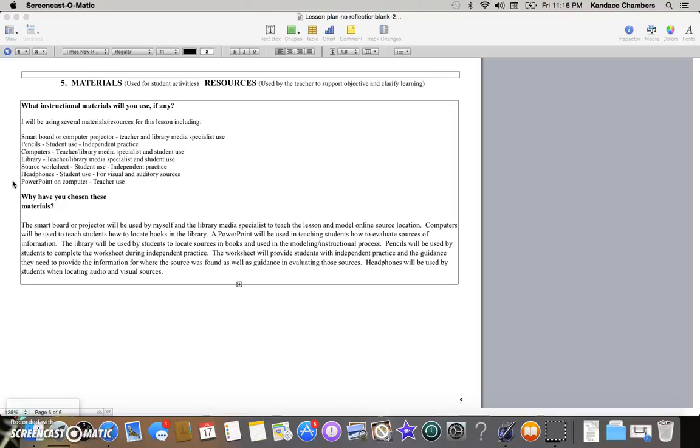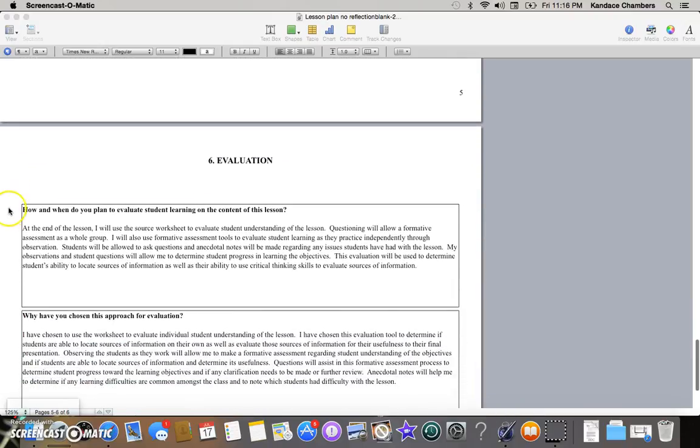Pencils will be used by students to complete the worksheet during independent practice. The worksheet will provide students with independent practice and the guidance they need to provide the information for where the source was found, as well as guidance in evaluating the sources. Headphones will be used by students when locating audio and visual sources.